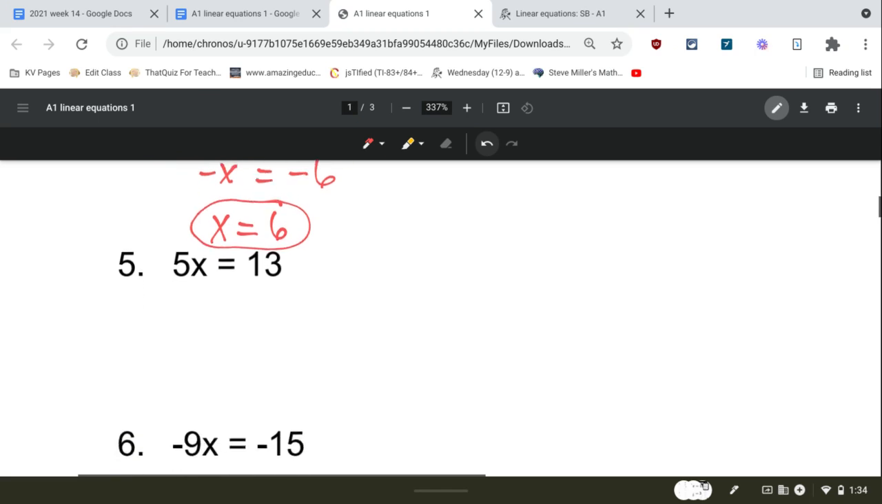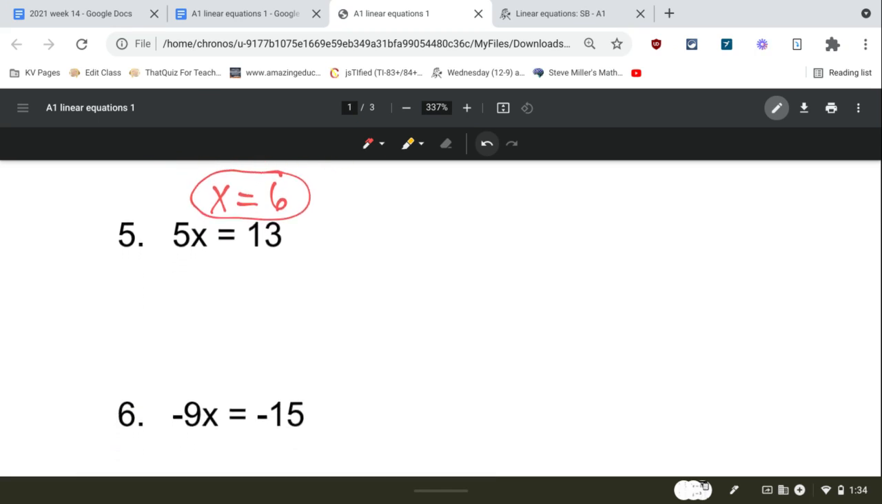Okay, number 5. Just divide by 5, and you got it. Divide the equation by 5, and you're going to get x equals 13/5. And that is how you'll type in the answer on Canvas, since they want it as an improper fraction. All right, as a decimal, that would be 13 divided by 5 is like 2.6.